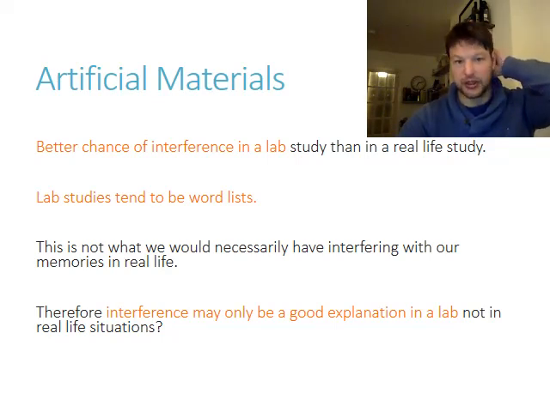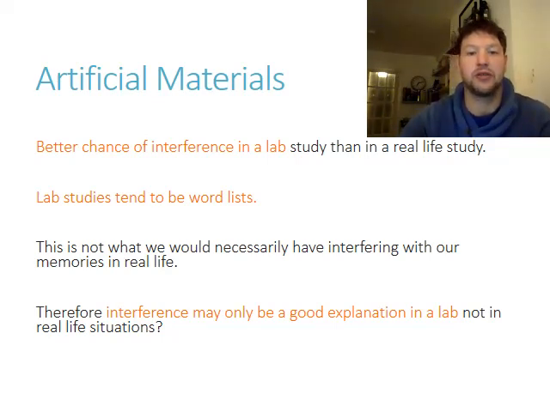Artificial materials. This is referring to what you actually look at. So when you look at a study, you want to look at what they are using, what word lists, and is it a real life situation? There's a better chance of interference in a lab study than in a real life study. Lab studies will use word lists, and occasionally you're asked in real life to remember words. You go to the shop, you've got to remember a list of things. You might look at it over and over again, but that's not what probably 99% of our remembering on a day-to-day basis is.